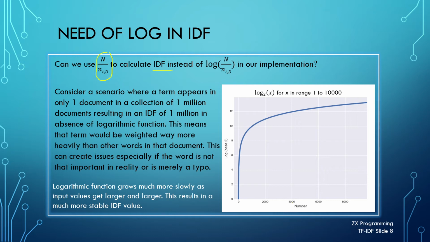To combat this, we use log of N upon n_t of d instead. Log grows more slowly as the number x increases. As you can see, the log of very small values up till here grows quickly, but as soon as the values get very large, it slows down. This helps us keep this value under control.